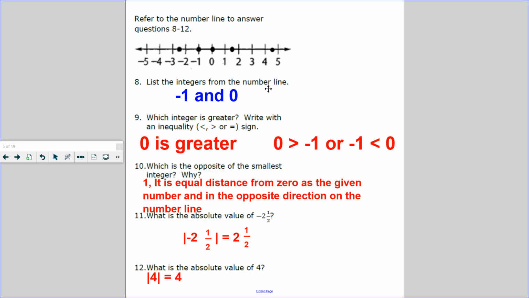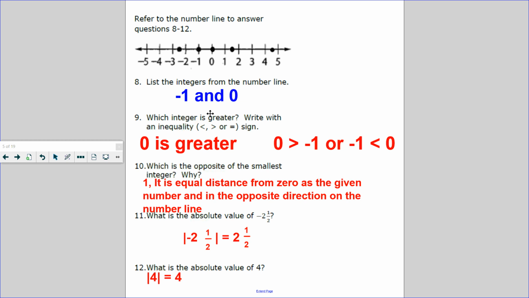List the integers from the number line. Well, these can't be integers. These are rational numbers because those are decimals or fractions. So the only integers I see here are 0 and -1.